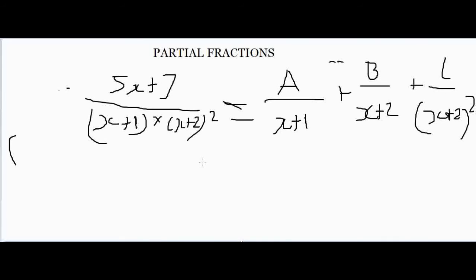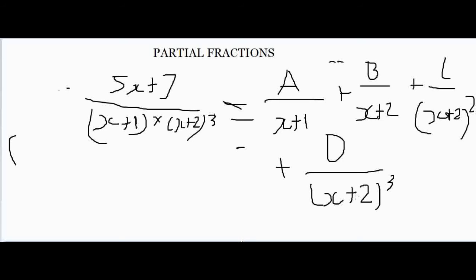And if we had, say, x plus 2 to the 3 here, we would actually have to continue adding more terms, and we would have to add in now b over x plus 2 to the third. But you can see we just keep adding new terms for the amount of powers. This is how it will look when they repeat a linear factor.